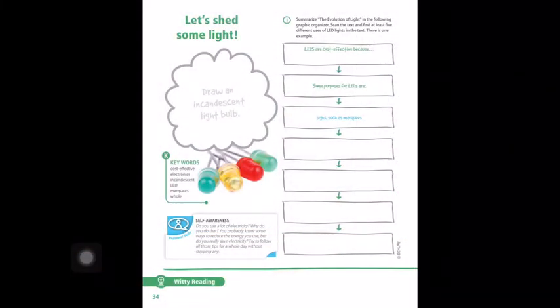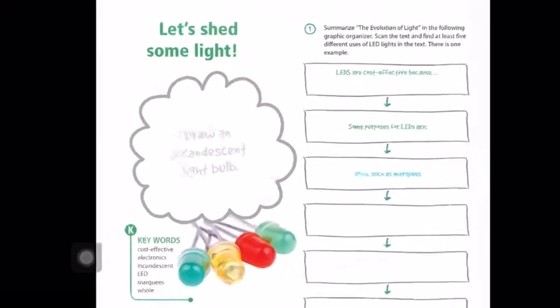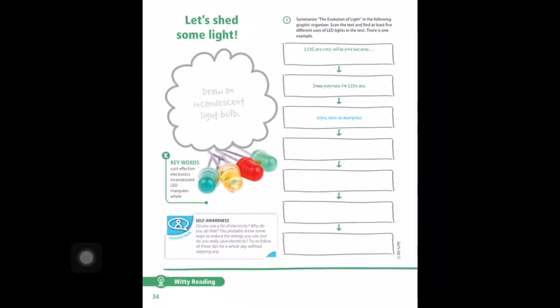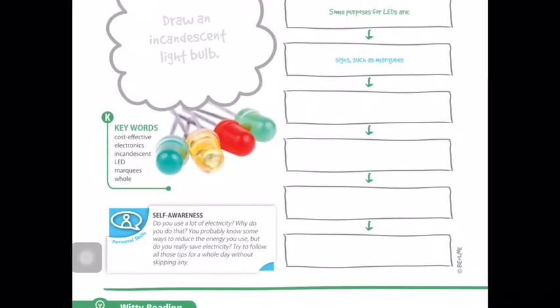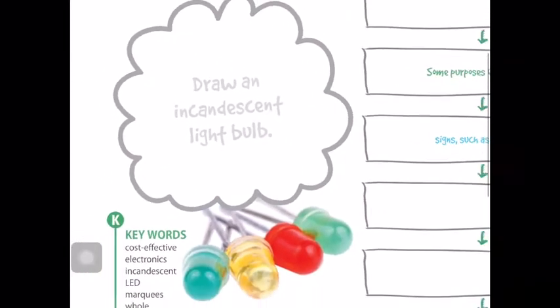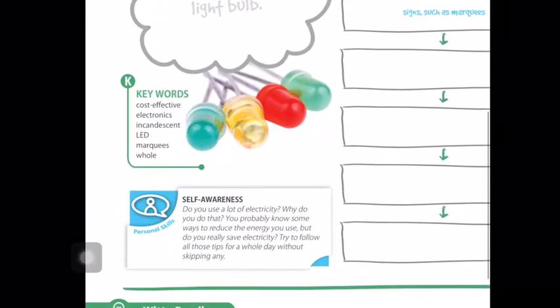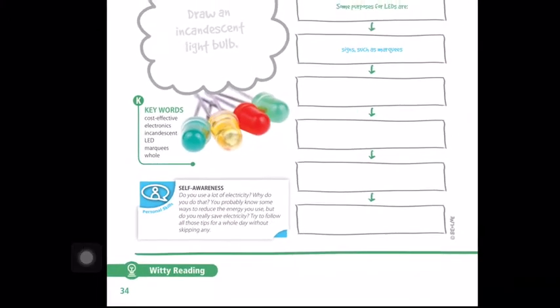Okay, on page 34, we have some more exercises to do. It says, let's shed some light. Okay? Draw an incandescent light bulb. Look at this. What are these? Are these bulbs or LEDs? What do you think? So you have to draw a light bulb. Yes? The keywords are cost-effective, electronics, incandescent, LED, marquee, and hole. Okay?